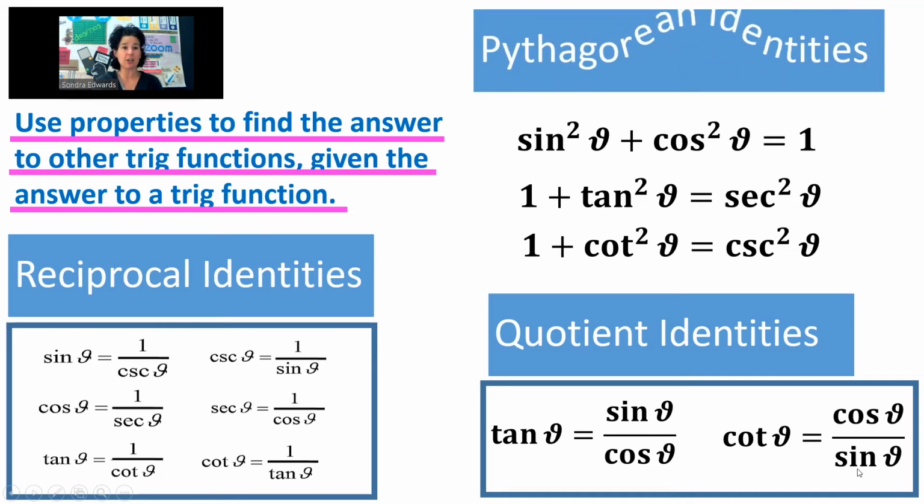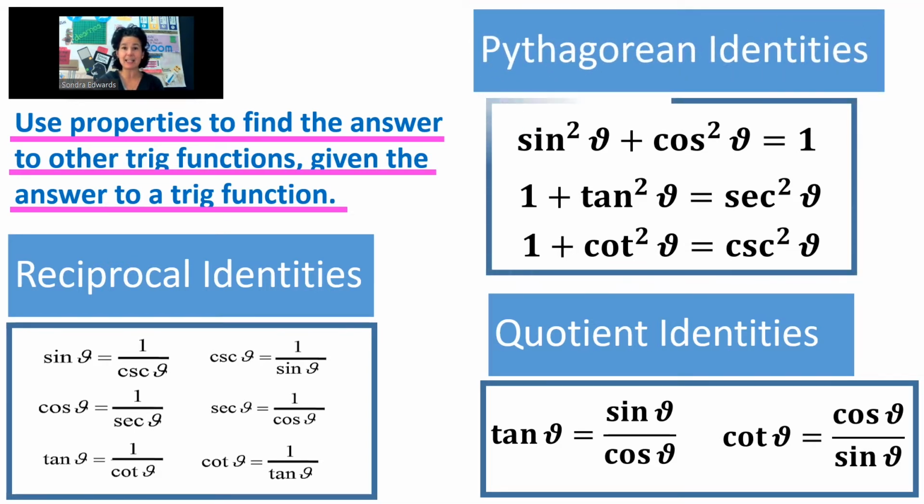We're going to focus our time here at the beginning of this lesson on deriving the Pythagorean identities. Once we know all these identities, then we're going to use that to find the answer to all the other trig functions given the answer to one trig function. I think it's really important that you actually know where these identities come from, because it can take a little bit of the memorization out, and hopefully you don't forget them as fast as you memorize them.